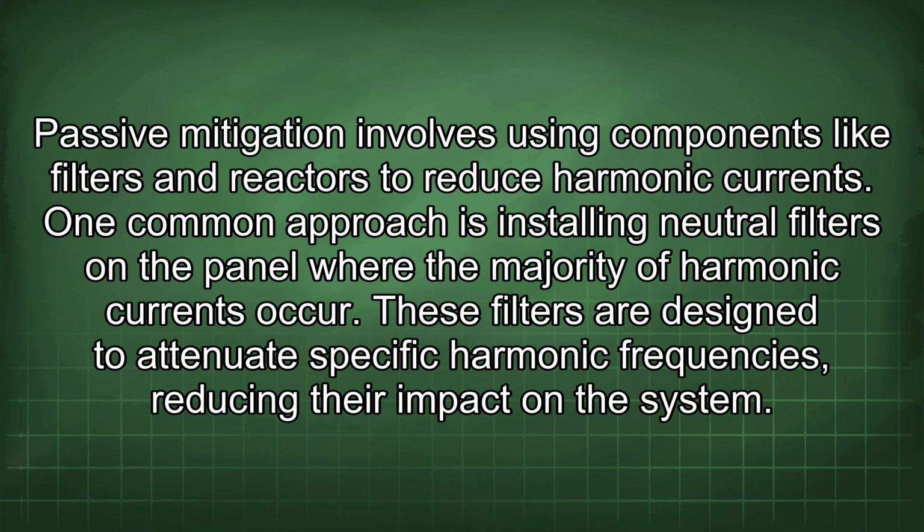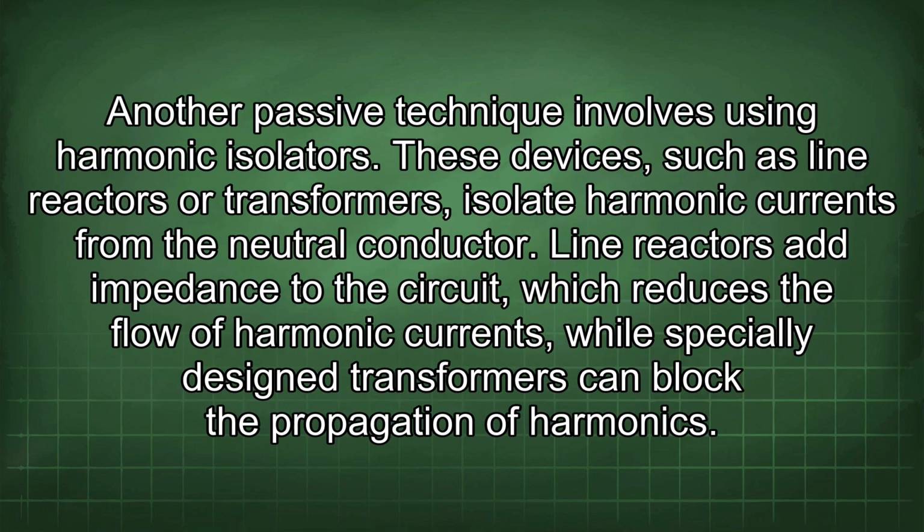Passive mitigation involves using components like filters and reactors to reduce harmonic currents. One common approach is installing neutral filters on the panel where the majority of harmonic currents occur. These filters are designed to attenuate specific harmonic frequencies, reducing their impact on the system. Another passive technique involves using harmonic isolators. These devices, such as line reactors or transformers, isolate harmonic currents from the neutral conductor.